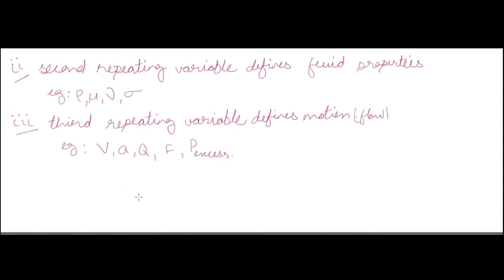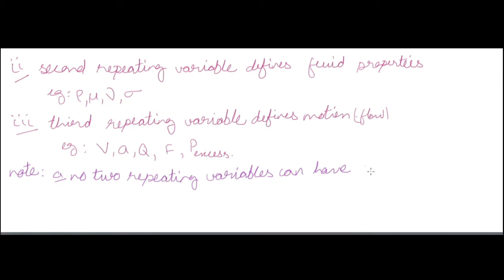Now the third repeating variable defines motion. Examples are velocity, acceleration, discharge, force acting and gauge pressure. Excess pressure is also known as gauge pressure. So these are the three repeating variables that we will choose.